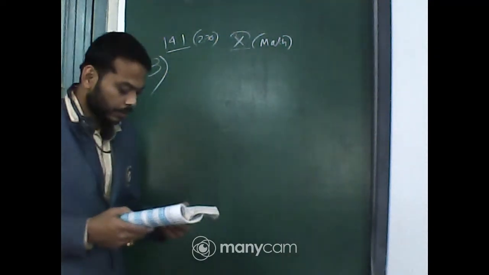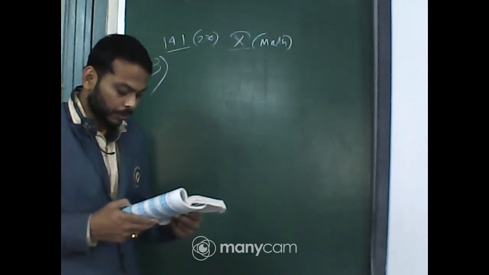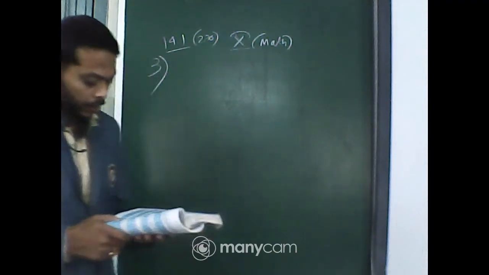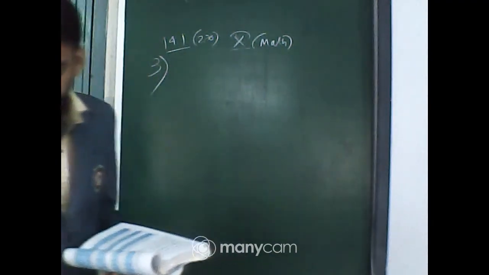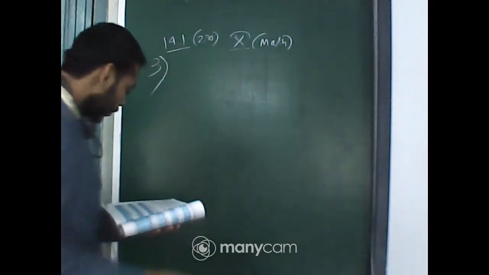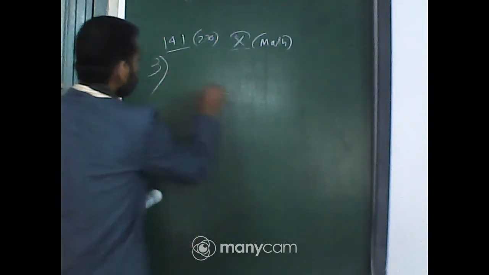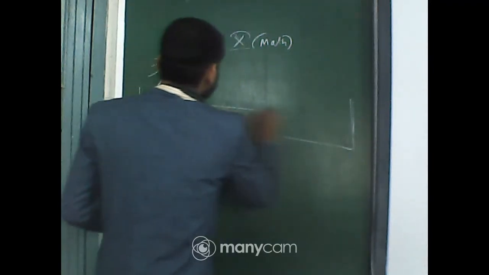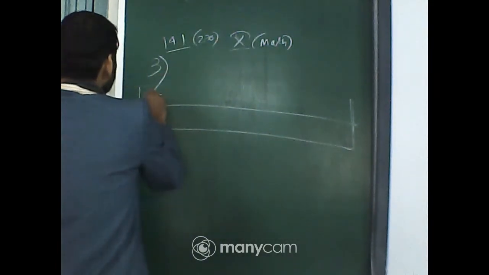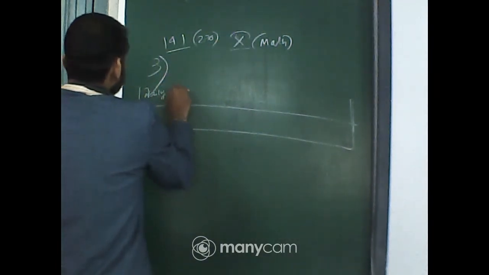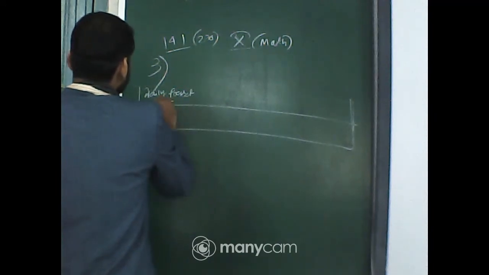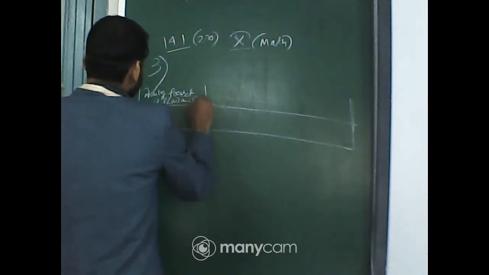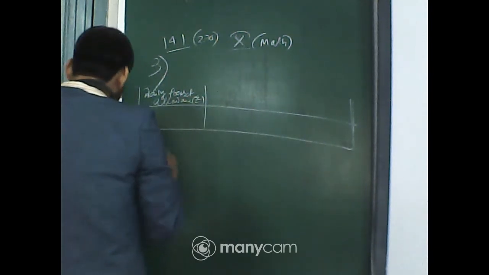The following distribution shows the daily pocket allowance of children of a locality. The mean pocket allowance is rupees 18. Find the missing frequency f. There is one unknown in this given data. Daily pocket allowance. Number of children.